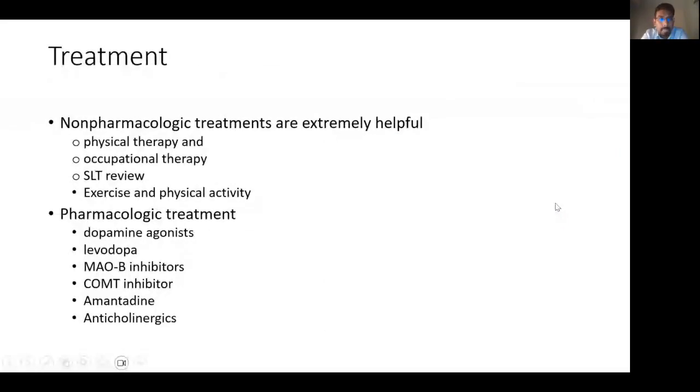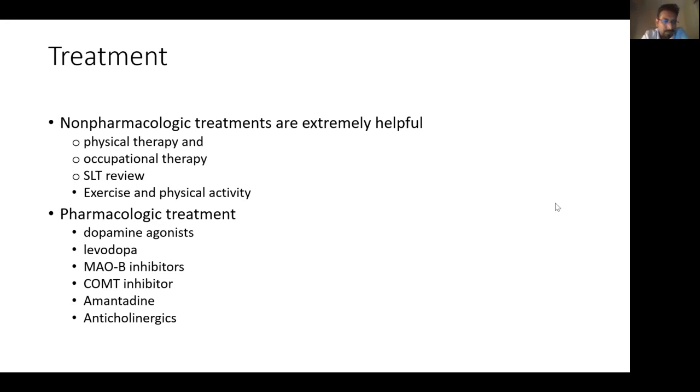Treatment. We can divide it into pharmacological and non-pharmacological treatment. Non-pharmacological treatment is very important, and probably equally important as pharmacological treatment. What we need to do is occupational therapy, physiotherapy, SALT review, and regular exercise, physical activity. As a clinician, let's focus on the pharmacological treatment.